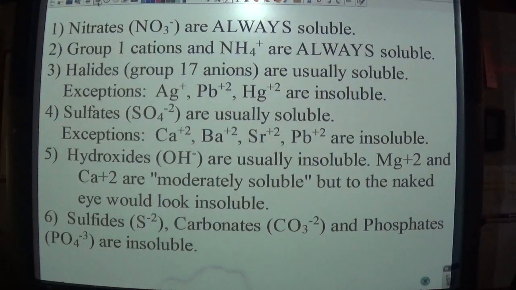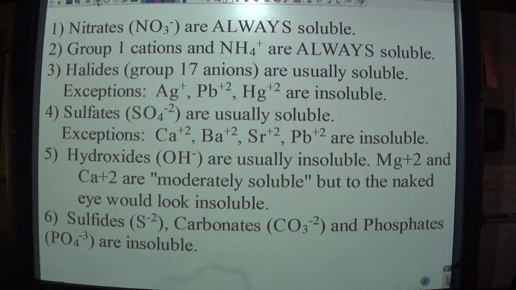So nitrates being soluble, it doesn't matter what the element is that's with that nitrate, it will always be soluble. The group 1 cations, meaning lithium, sodium, potassium, rubidium, cesium, are always soluble, including ammonium, which is not a group 1 metal, that is a polyatomic ion, but since it's a +1 charge, those are also always soluble. Doesn't matter what they react with.